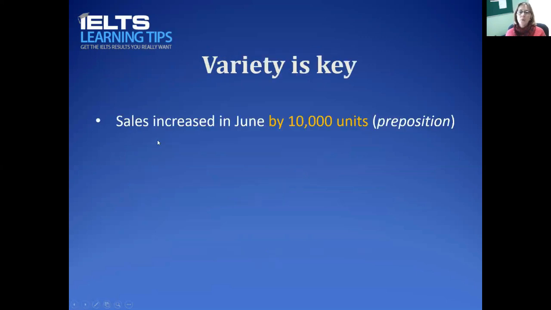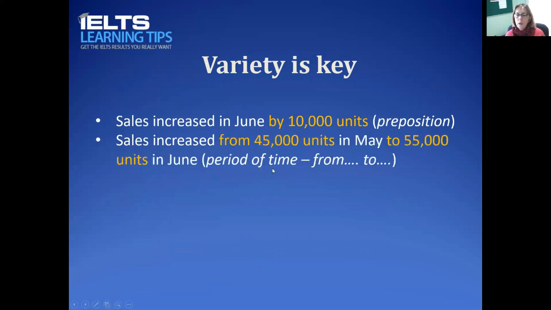Okay, so the first thing is we know there was an increase, we know it was 10,000 units difference. So we can make a simple sentence using a preposition. Sales increased in June by 10,000 units. Now you might want to say this exact same sentence about another period on the chart, so a different two months, but you won't want to use exactly the same sentence.